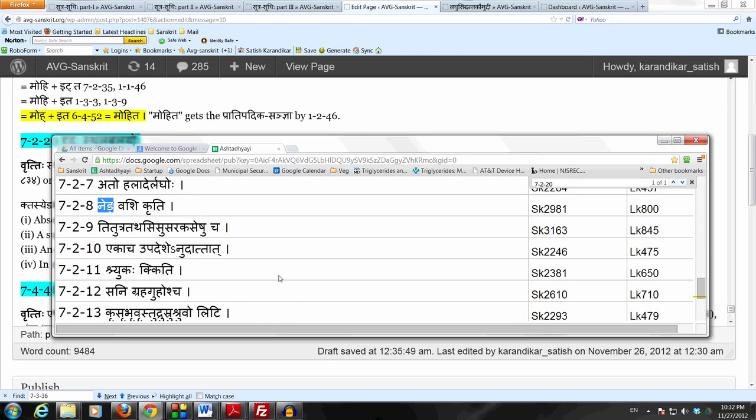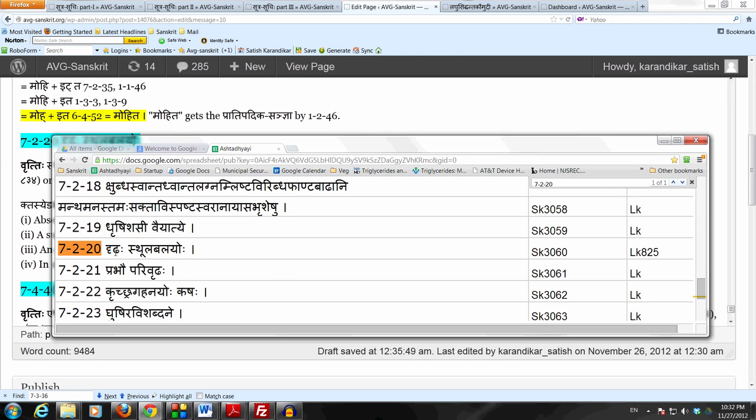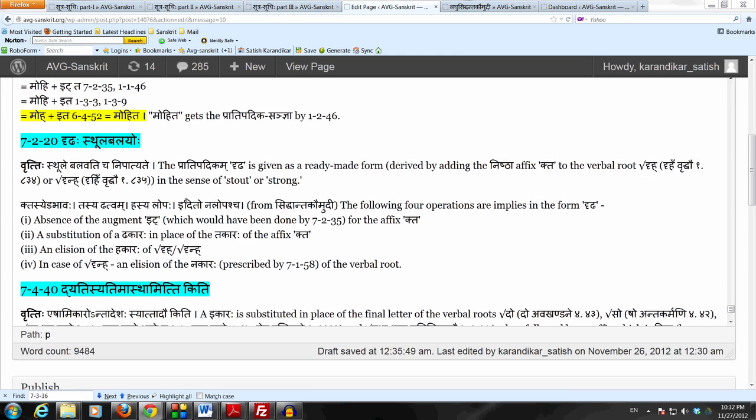Now this sutram gives a ready-made form dridha, pratipadikam dridha, and in these two meanings only. Sthula balayoho: sthula means fat, stout, and bala in this case means balavan, one who is strong, so fat or strong. The vritti simply says sthule balavaticha nipatyate. Nipatanam means that a ready-made form is being given. We are not being given the operations to perform, we are just being given the final form, which is dridha.